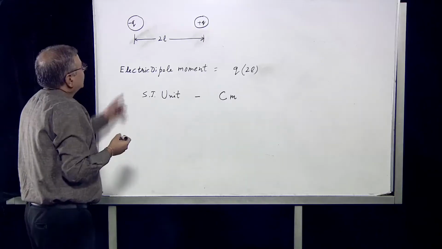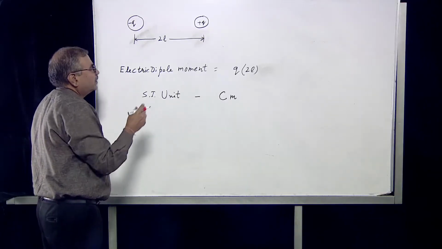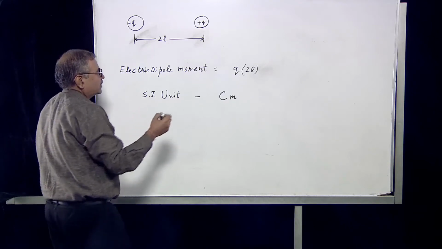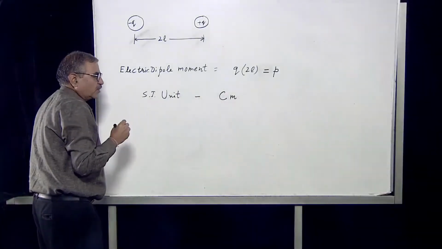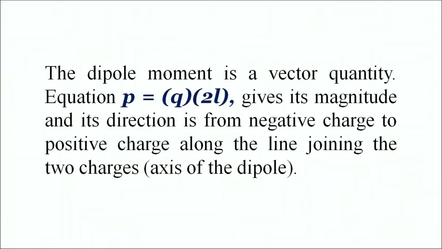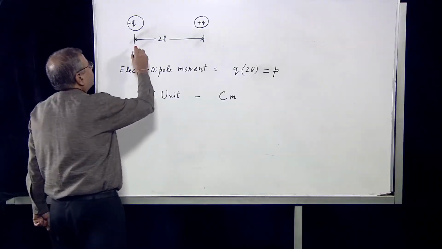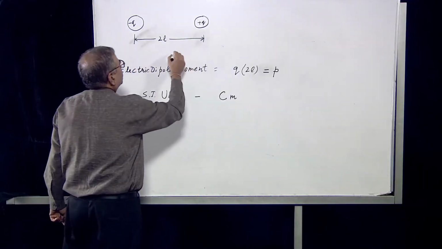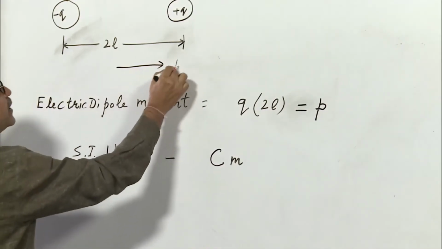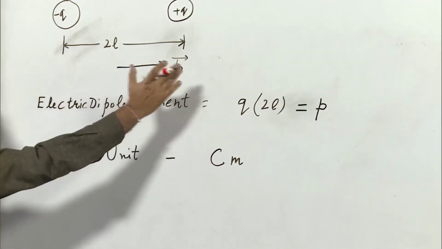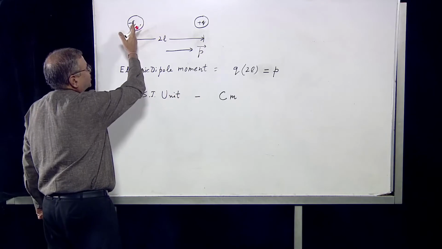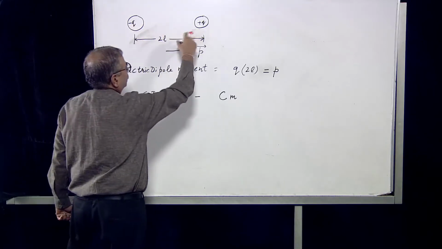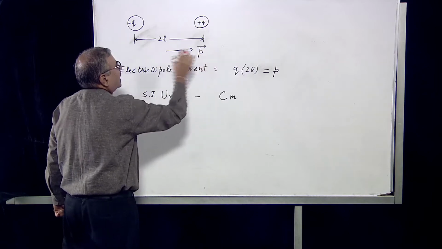Now, this electric dipole moment is represented with symbol P. So, let us write it down here. It is equal to P. Now, this P is a vector quantity. If it is a vector quantity, some direction should be associated with it. So, what will be the direction of P? Direction of P is always from negative charge to the positive charge. So, in this case, P will be directed from left to right. In the particular case, here the charge minus q is on the left and charge plus q is on the right. So, P is directed from left to right.